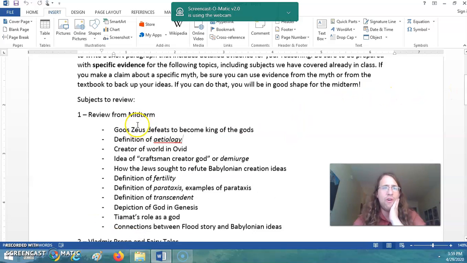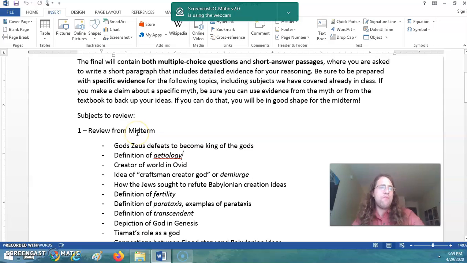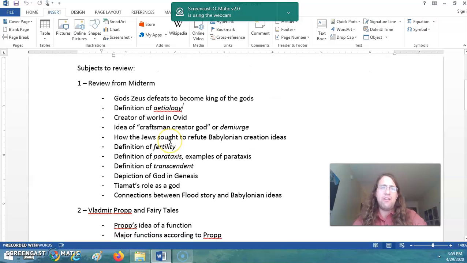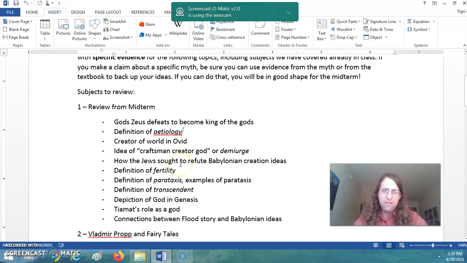Okay, so our first section here is the review from the midterm. So some stuff is going to be familiar, and we'll touch on that briefly, and after that is going to be content that we looked at in the second half of this class. So let me just pick one from the review section here: how the Jews sought to refute Babylonian creation ideas. I think that's one of the harder ones.